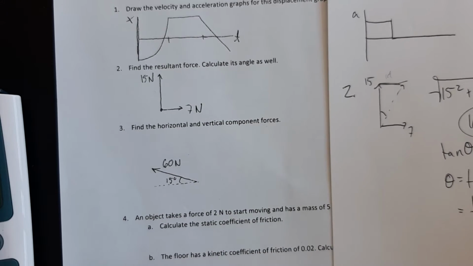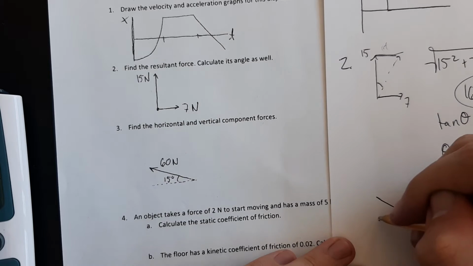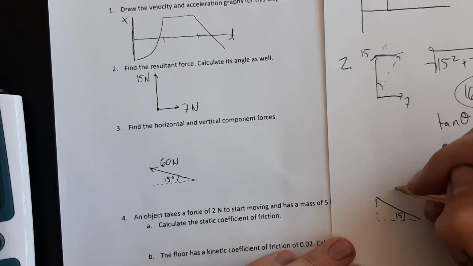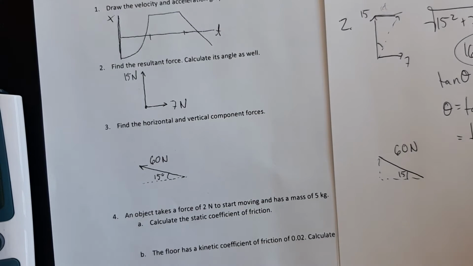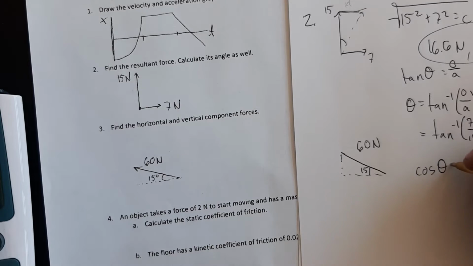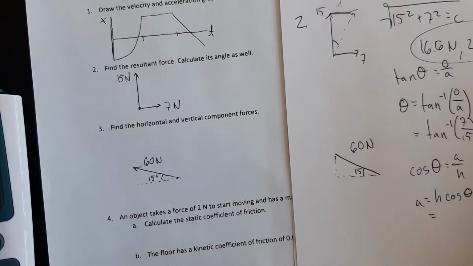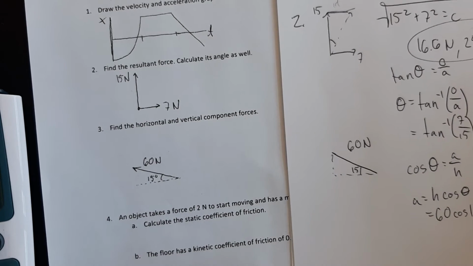Find the horizontal and vertical components of this force. So we've got an angle of 15 degrees. We've got a hypotenuse of 60 newtons. Okay, if we're looking for that adjacent side, we've got our hypotenuse. That means we're looking at cosine of our angle equals adjacent over hypotenuse. Okay, so getting adjacent, we're going to multiply hypotenuse over. So hypotenuse times the cosine of our angle will give us that adjacent side. Okay, so that'll be 60 times the cosine of 15.